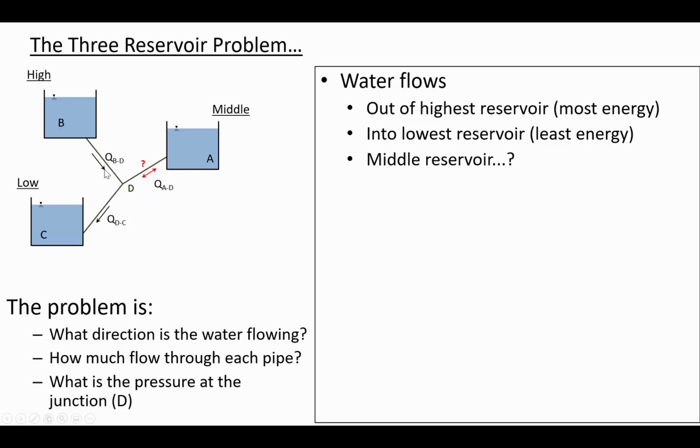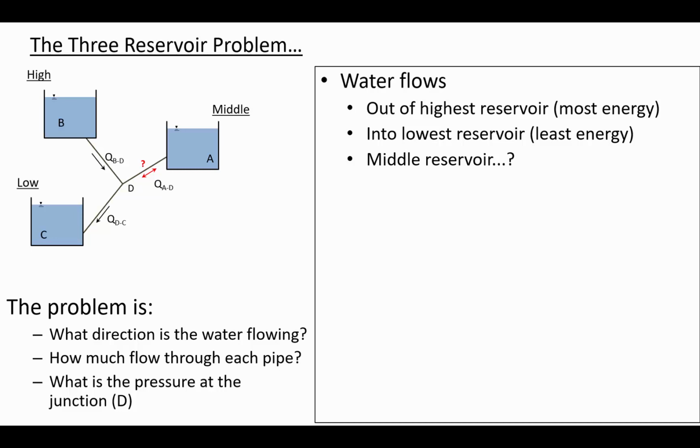But in the middle reservoir, the reason why we don't know whether the water is going to flow in or out is because we have to understand more about the head loss through this pipe before we can determine whether the pressure at D will be driving the flow into A, or whether there's more energy at A than there is at D. So now that we're thinking in terms of energy, that's what dictates the direction of flow through pipe AD. The water goes from A towards D if there's less energy at D than there is at A.